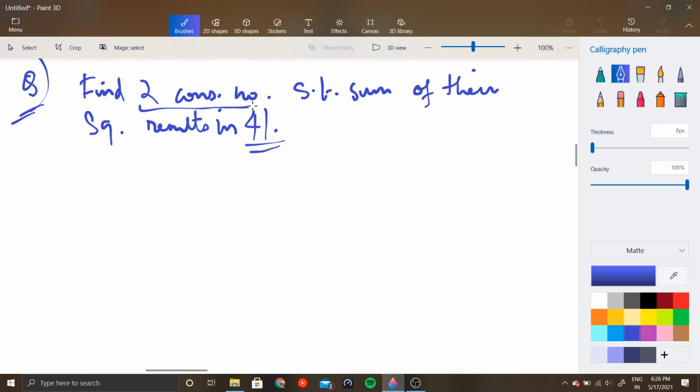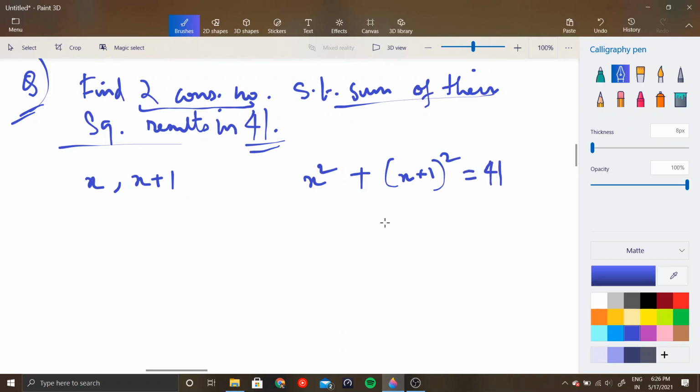Okay, so first you need to understand this question. What are two consecutive numbers? If one number is x, the other number should be x plus 1, right? Now the sum of their squares: first square these numbers, x squared, and x plus 1 whole squared. So you have squared the numbers, and now the sum of their squares results in 41.